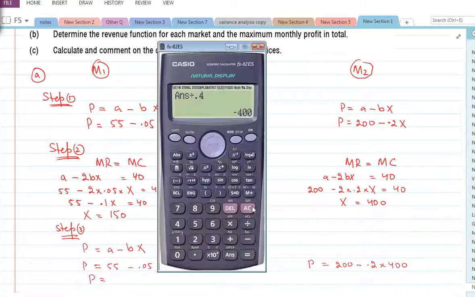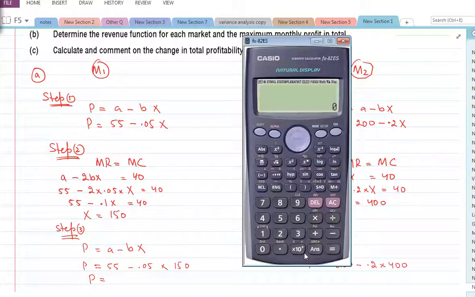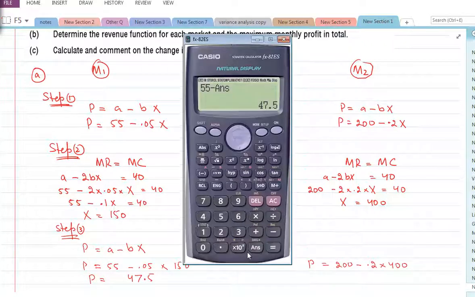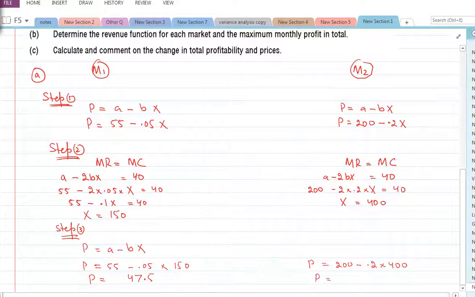So price will be 150 multiplied by 0.05, so 7.5. 55 minus 7.5, so that will be 47.5. So the price in the first market should be 47.5, and in the second market it should be 400 multiplied by 0.2 is 80. 200 minus 80 will be 120. So price in the second market should be 120.